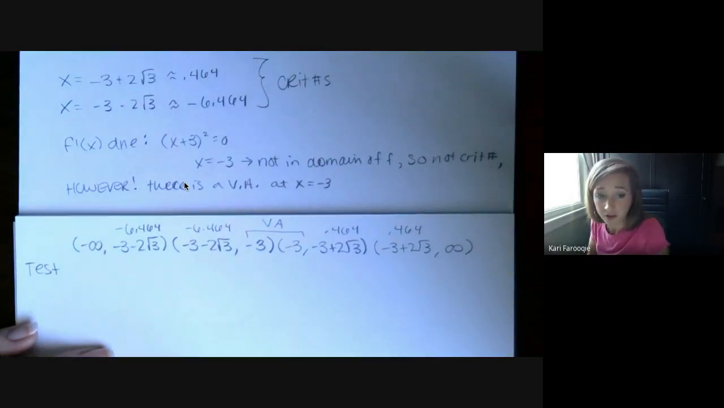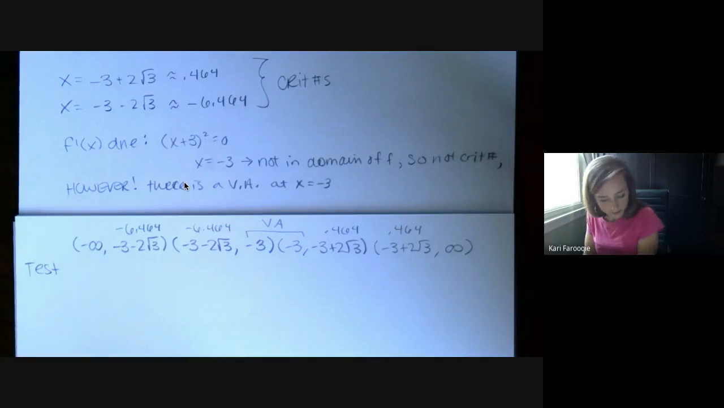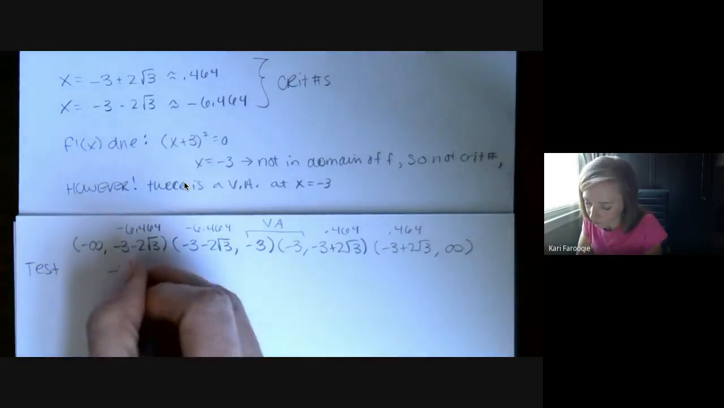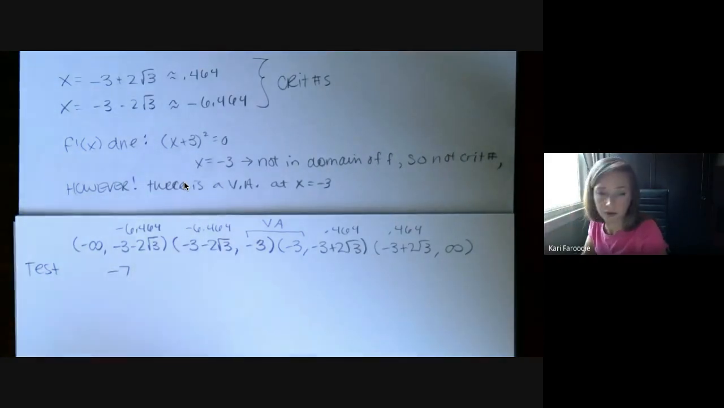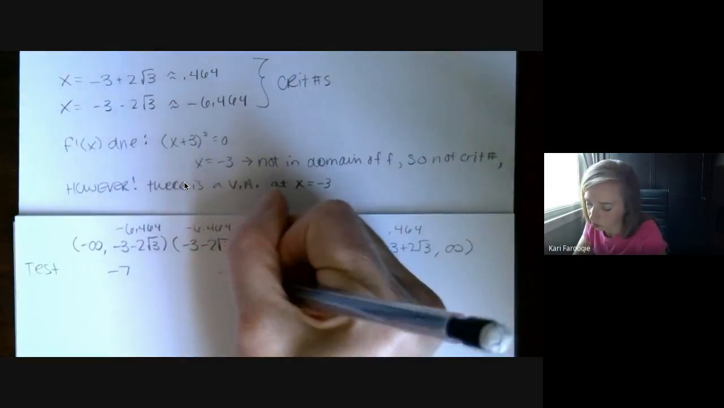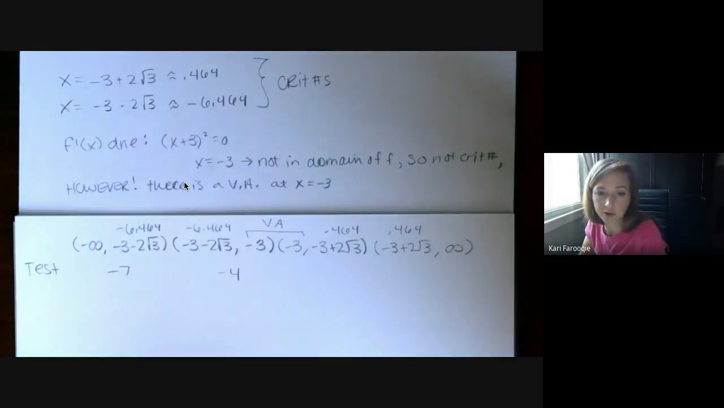I'm going to pick some test values, maybe like -7. That might be a good one to choose because it's in that interval. You'll do that. And then between -3 and -6.464, it's up to you. You decide. I usually try to pick a value that's smaller, so I'm going to go with -4. If you want to pick -3.01, be my guest.